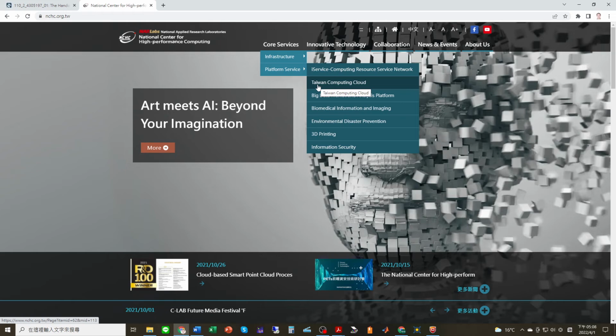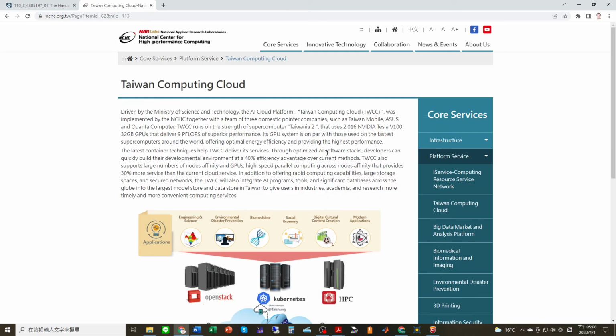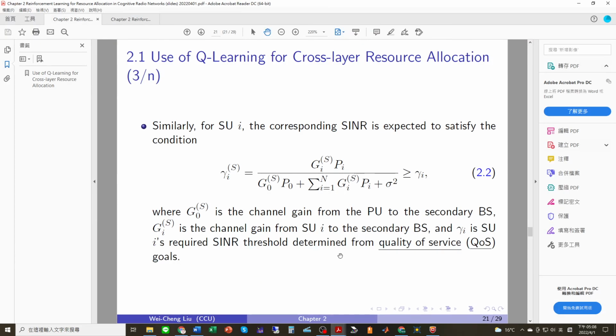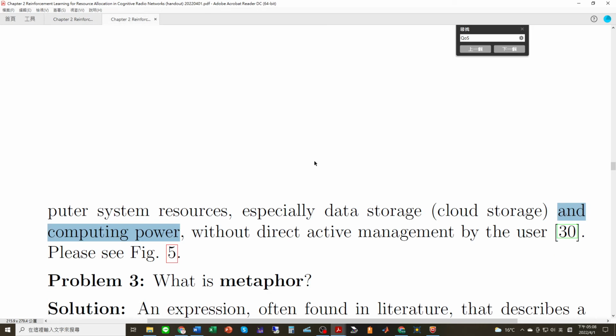For example, the Taiwan Computing Cloud. That is, you can pay some money to this organization, the National Center for High Performance Computing, and use the computer provided by this organization to perform some computational tasks. So this is the computing power without direct active management by the user.